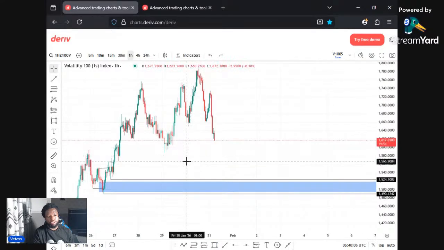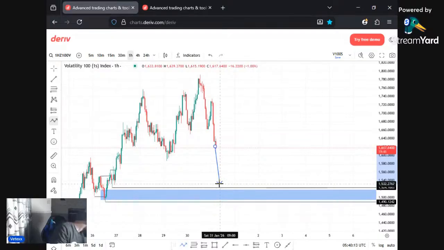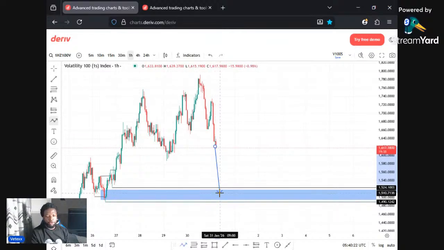This becomes our point of interest, right? After this, we are anticipating price to tap into this zone. So price needs to tap into this zone. Once price taps into this zone, it will continue the move and start giving us a series of 15-minute continuations in such a way like this.